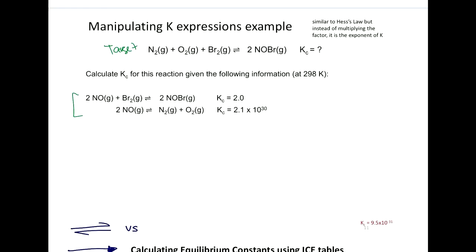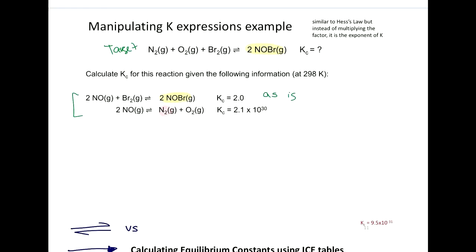Look and see where things come up. 2 NOBr is right there, the product, and we see that it shows up in the first reaction. You ask yourself, is it in the right place? Is it on the right side? Yes. Is it in the right number? Yes. So it doesn't look like we have to manipulate that first reaction at all. We can leave this one as is.